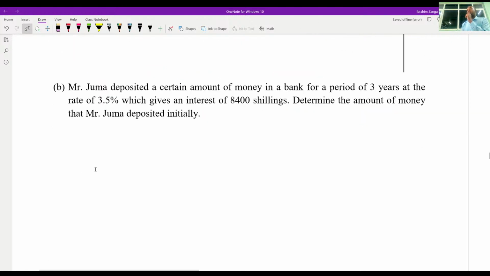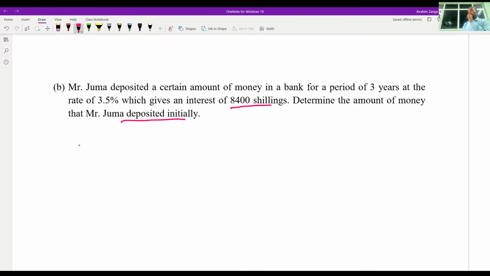You go to question number 5B. Mr. Juma deposited a certain amount of money in a bank for a period of 3 years at the rate of 3.5%, which gave an interest of 8,400 shillings. Determine the amount of money that Mr. Juma deposited. So first of all, you have to get the principal. We were given the interest already.